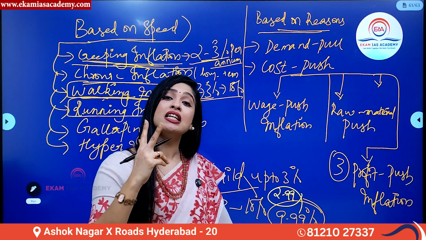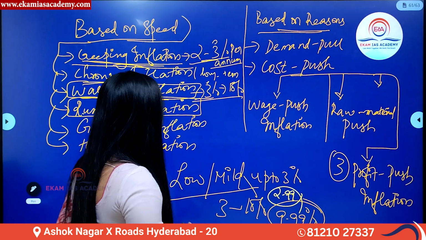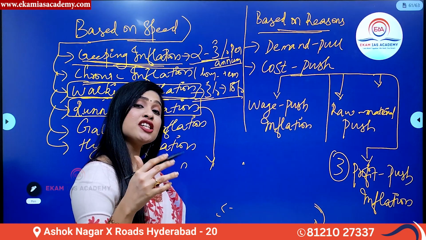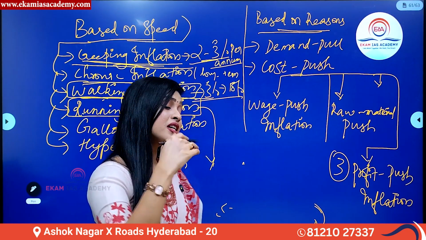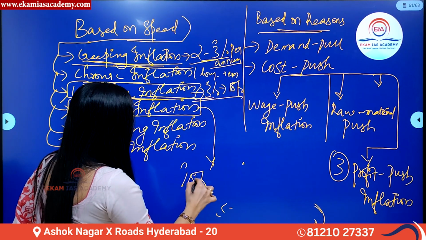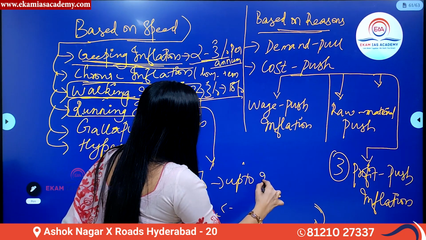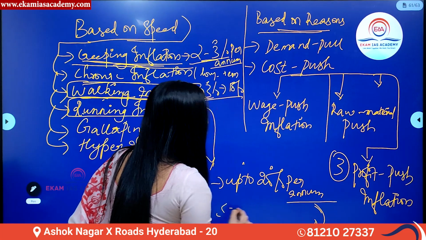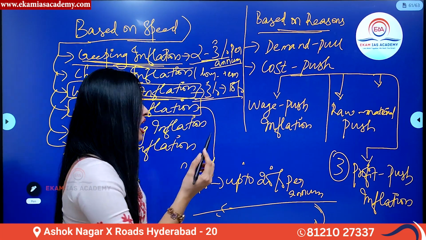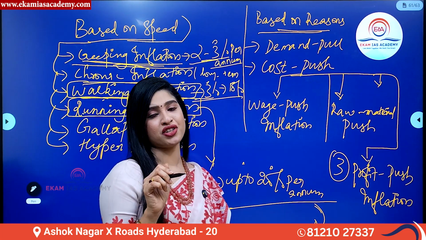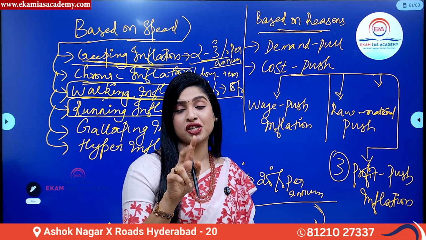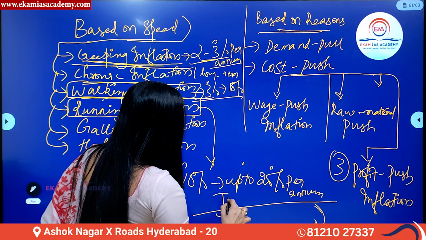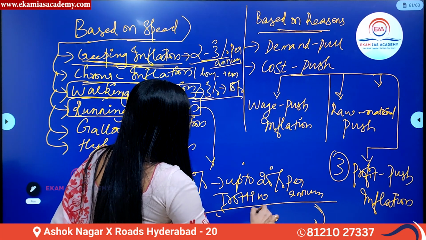Leading to something called double-digit inflation, or running inflation. Running inflation is when the rate of rise in prices is more than 10%, but up to 20% per annum. Such kind of inflation is called what, students? It is called running inflation. And this running inflation is actually dangerous because it is two-digit inflation. It is also called trotting inflation. Another term is trotting inflation.